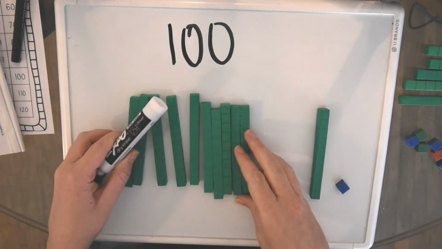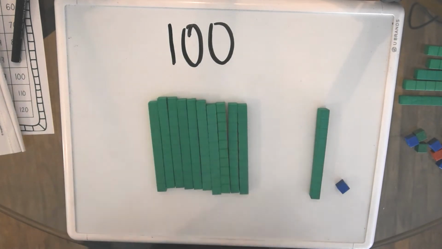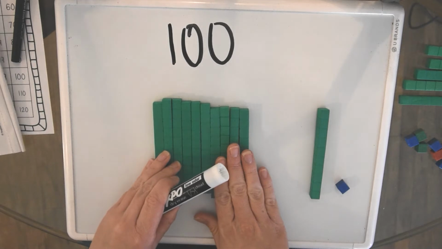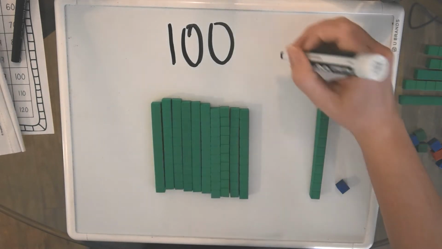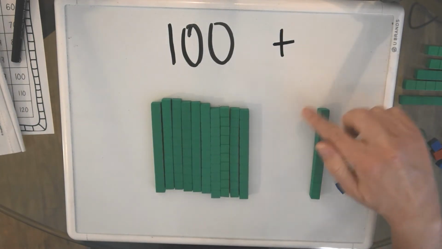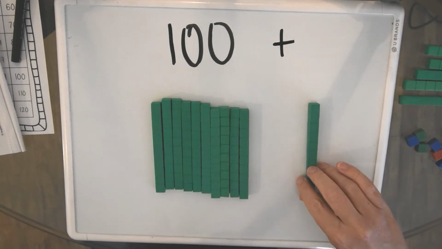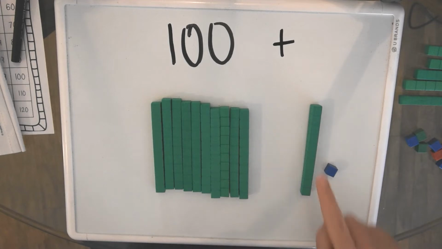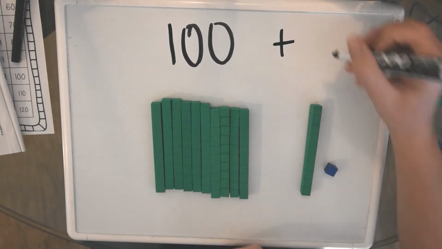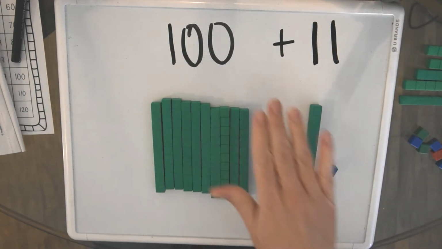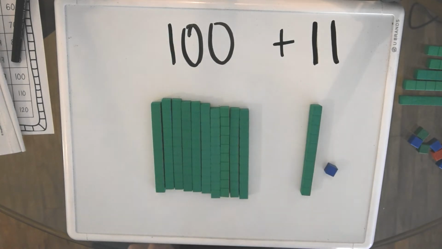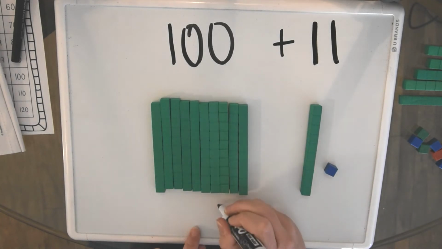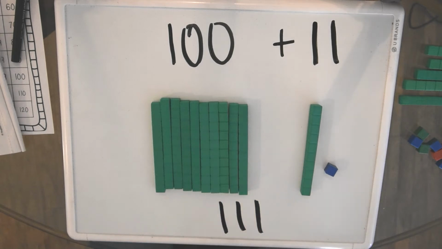There are two ways that you can find out what number this is. You can either know that 10 tens equals 100 plus however many is here. So I have 1 ten plus 1 more, that would be 11. 10, 11. So then we can add 100 plus 11. That equals 111.